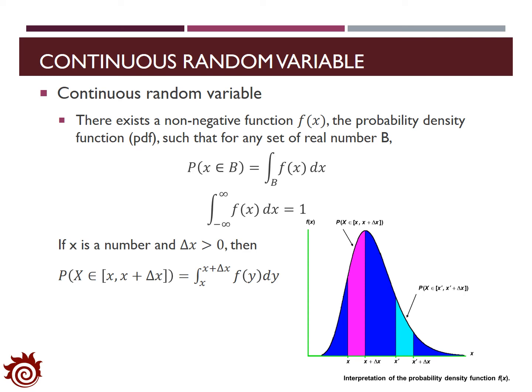And if x is a number and delta x is positive, then we can find that the probability that the random variable is between x and x plus delta x equals the integration of the PDF from x to x plus delta x. That's just the area covered by the probability density function.